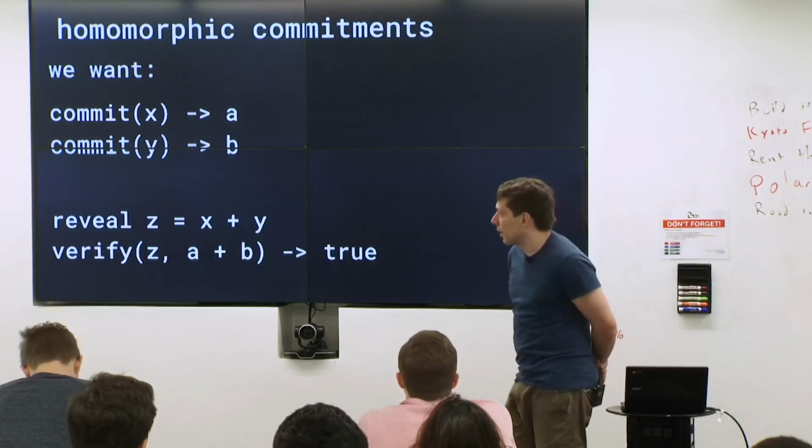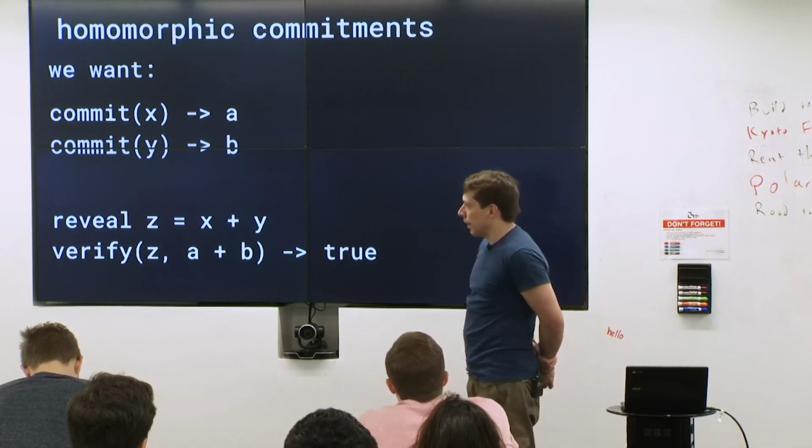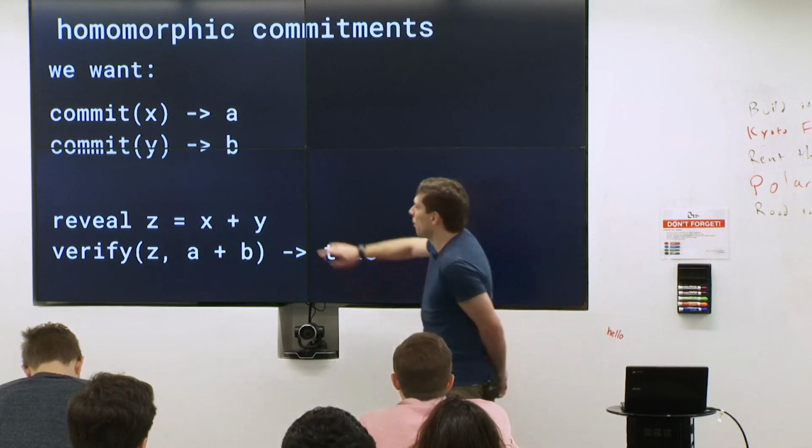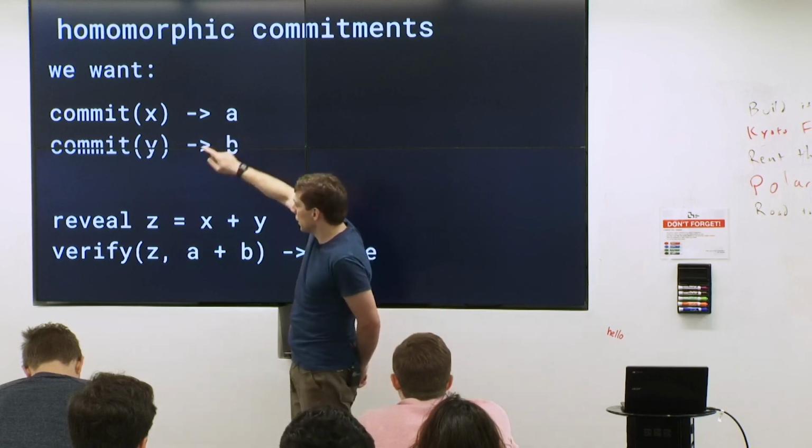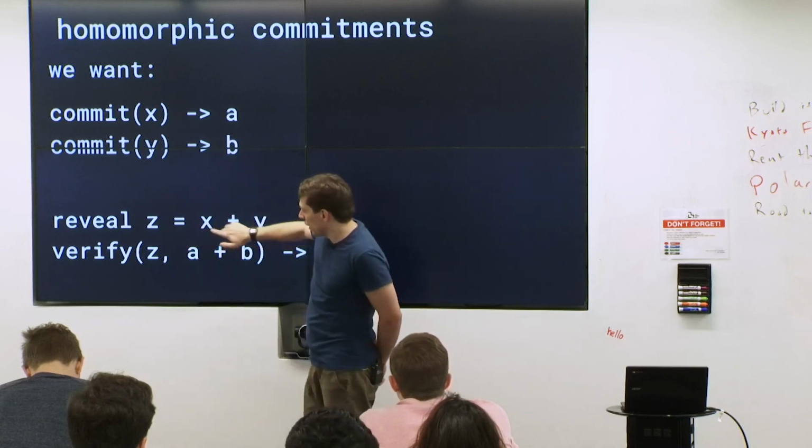We want something like this. We want to commit to X, commit to Y, and get these commitments A and B. And then we want to reveal Z, which is X plus Y.